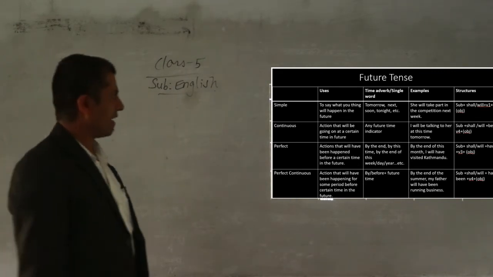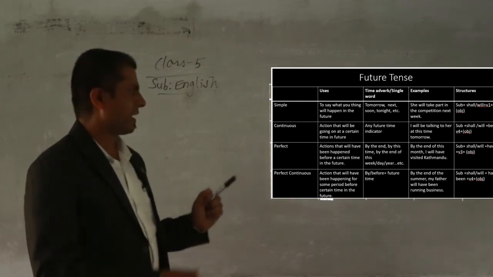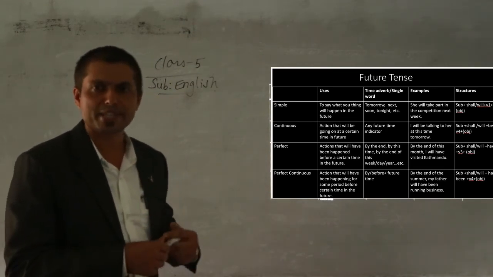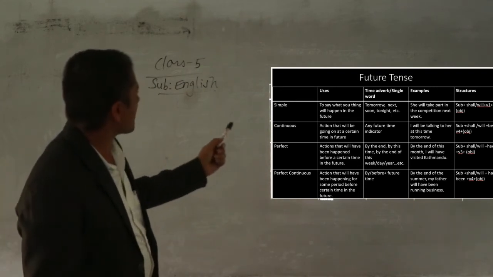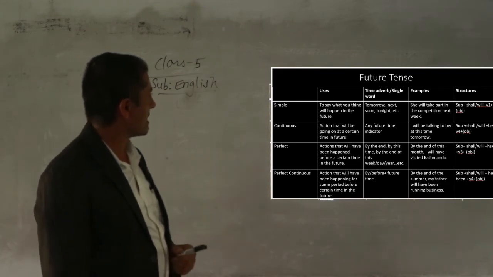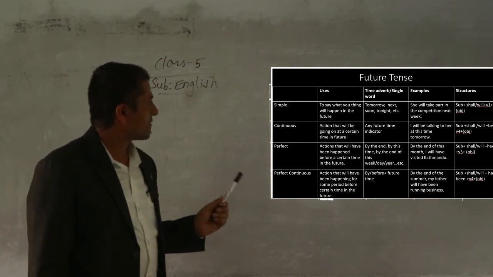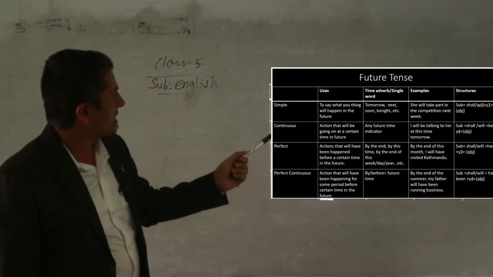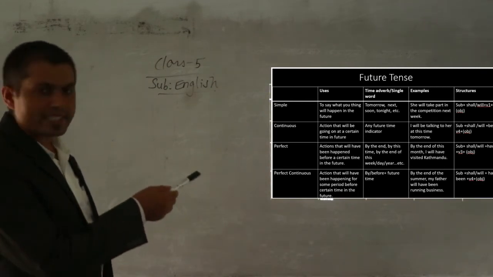Okay, my dear student, now let's have a look. It is all about the future tense. Everything I had already mentioned, and even you had heard and watched on the video as well. So you can see here, simple future tense is used to say what you think will happen in the future, and time above given there: tomorrow, next, tonight, etc. And then example sentence you can see here.